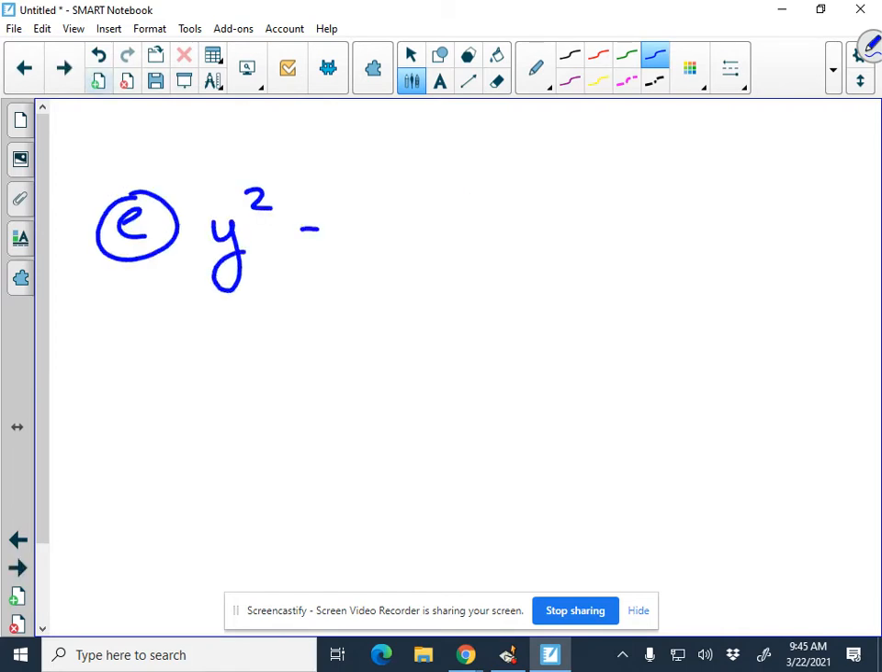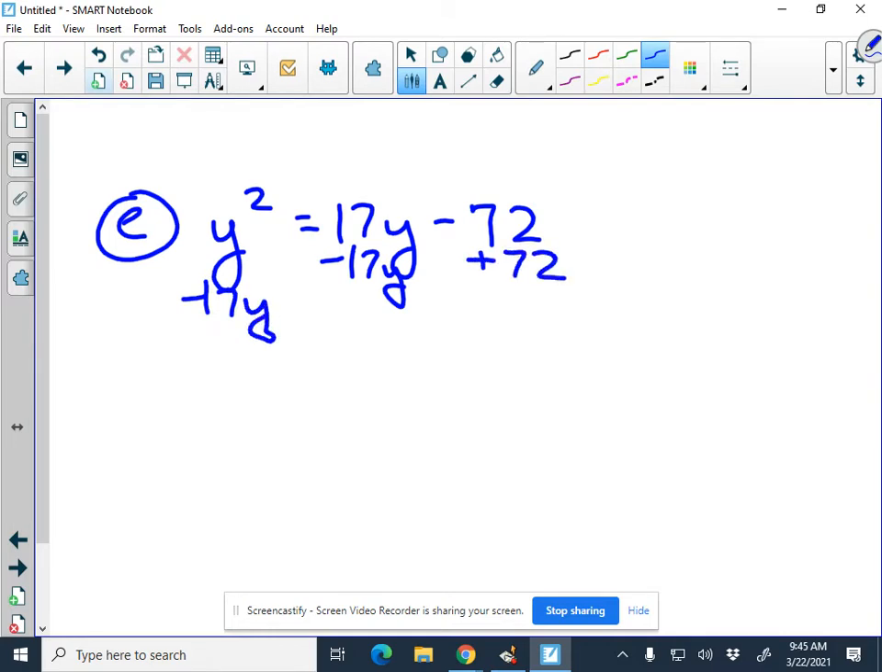y squared equals 17y minus 72. All right, this one. Now, I'm not going to move the y squared. You might say, why not? I want it to be positive. So I'm going to leave it. It's positive. So what I'm going to do, I'm going to subtract 17y. And I'm going to add 72 all in one shot.